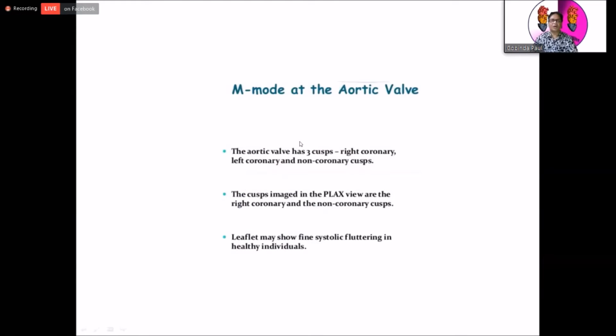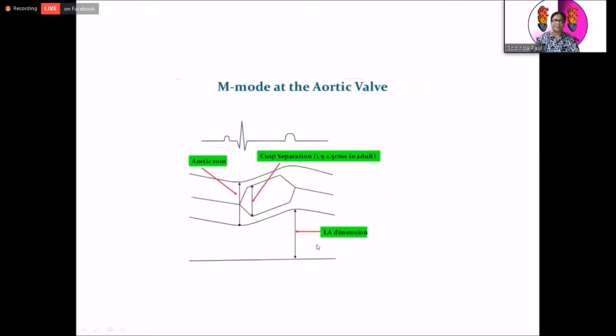M-mode echo at the level of the aortic valve when the cursor is placed. Here, there are three cusps usually: right, left and non-coronary cusp. But in the parasternal long axis view, we usually see the right coronary and non-coronary cusps. And sometimes fine systolic fluttering of the leaflet can be seen in healthy individuals.